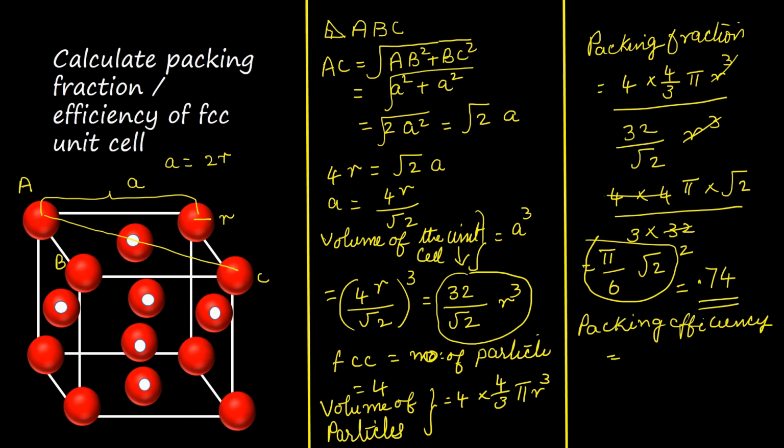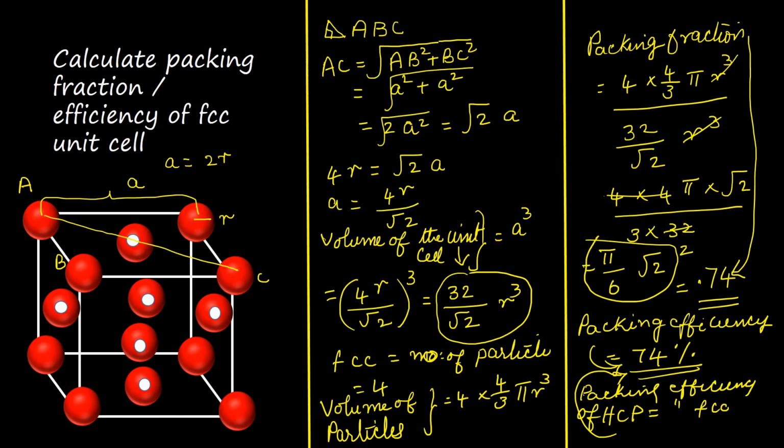Packing efficiency is the percentage of packing fraction, that is packing fraction into 100 equal to 74%. That means only 26% is vacant. This is more efficient than packing in simple cubic unit cell. For HCP also the packing efficiency is 74%. I hope this is clear.